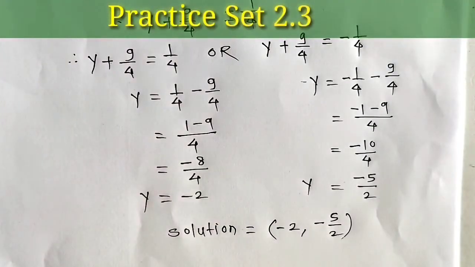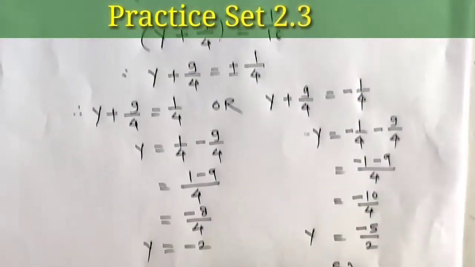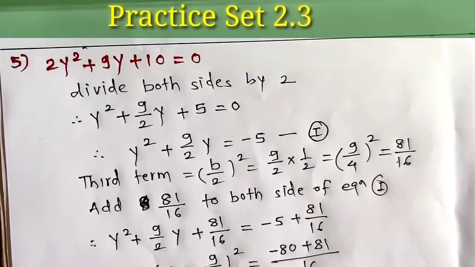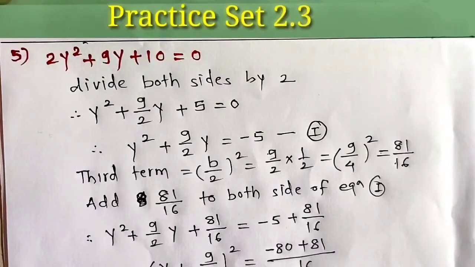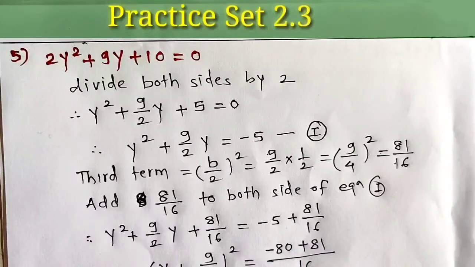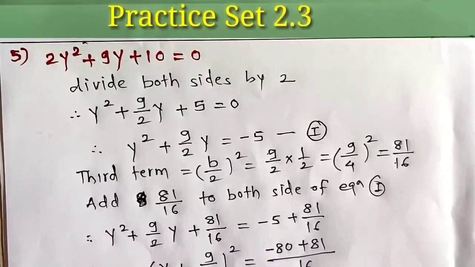So in this way we can solve these sums of practice set 2.3 using the completing square method. Students, try the remaining sums at home, and if you have any doubt then write in the comment box. I will try to solve those doubts.